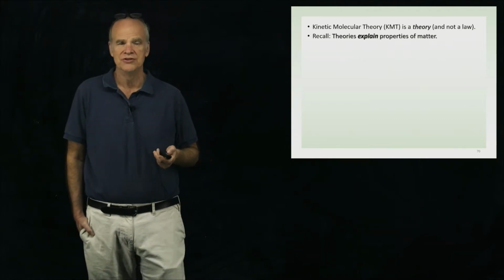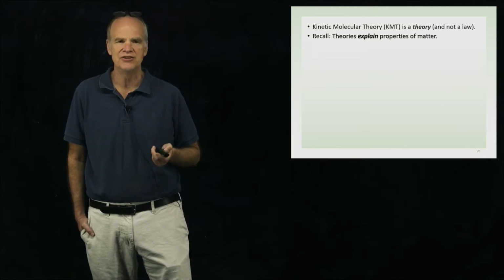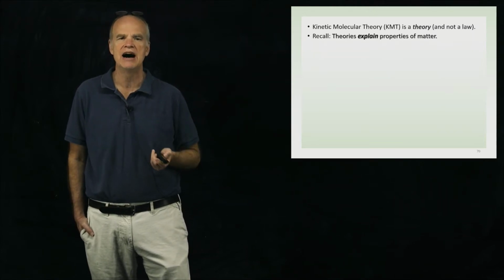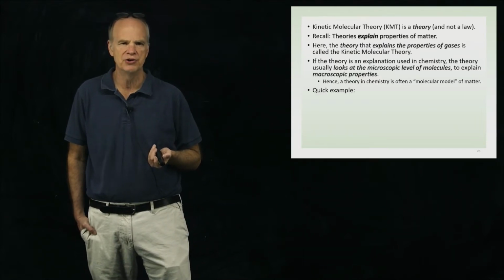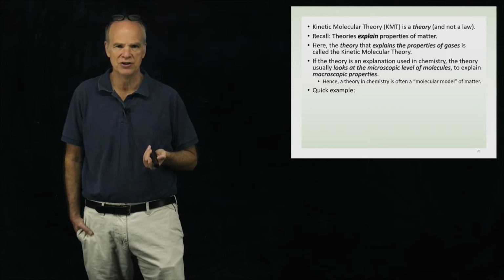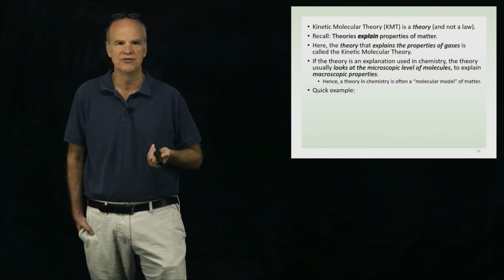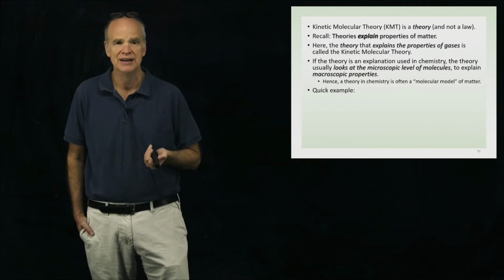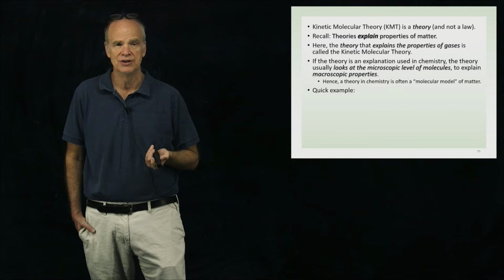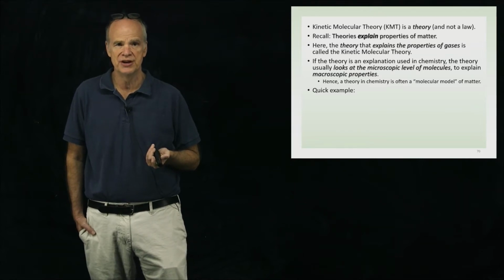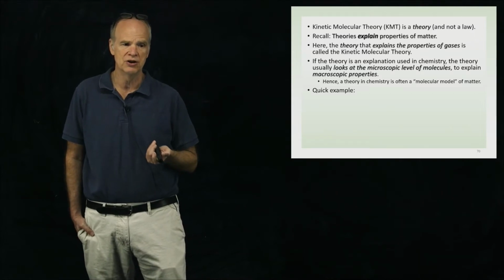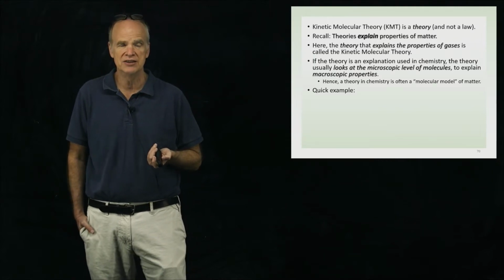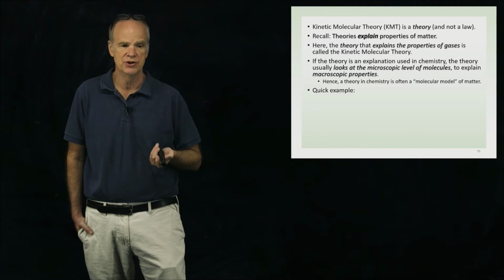Now, what I want to do is talk about what a theory is. A theory is an explanation of observations and data. In chemistry, our theories usually are at the level of molecules. So they're at a very small level that we cannot see with our unaided eye. We are looking at the microscopic level. Here, the kinetic molecular theory is a theory at a very microscopic level. We can call it a molecular model if we want to, and we're going to use that to explain the macroscopic properties and behavior of gas molecules.